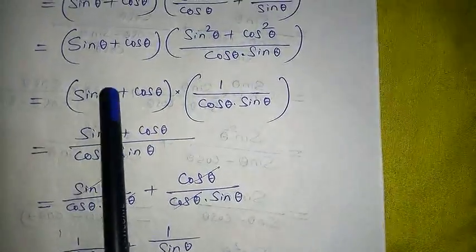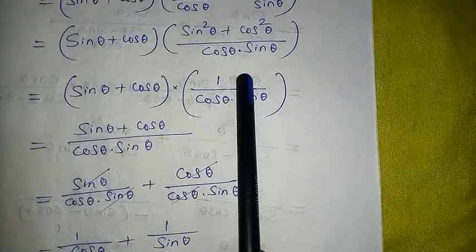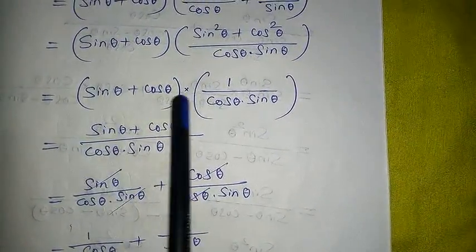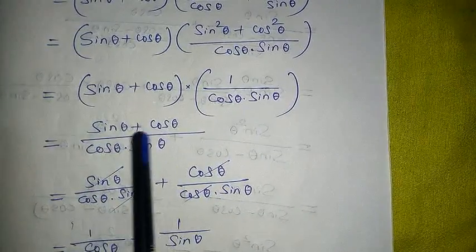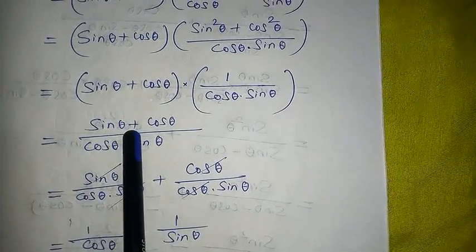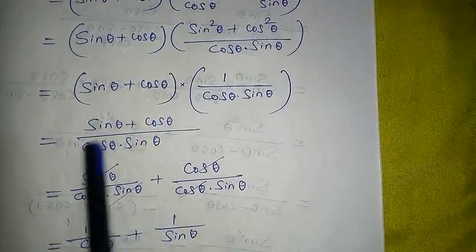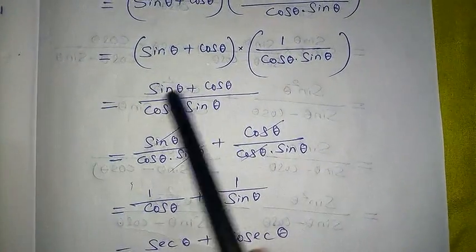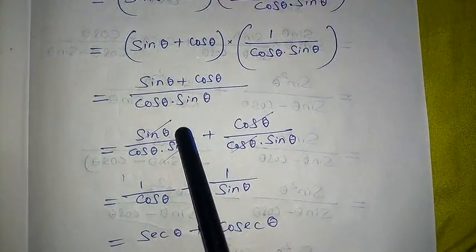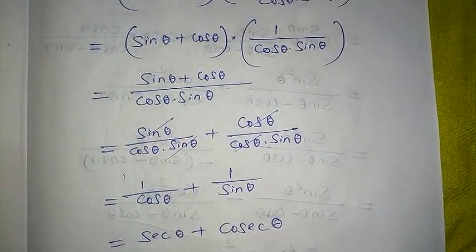Now sin theta plus cos theta will multiply with 1. Same thing will come, and cos theta sin theta will come at the base. Please remember, there is plus and here it is multiplication. So you cannot cancel this way that both are same. No, they are not same, because there is plus and here it is multiplication.